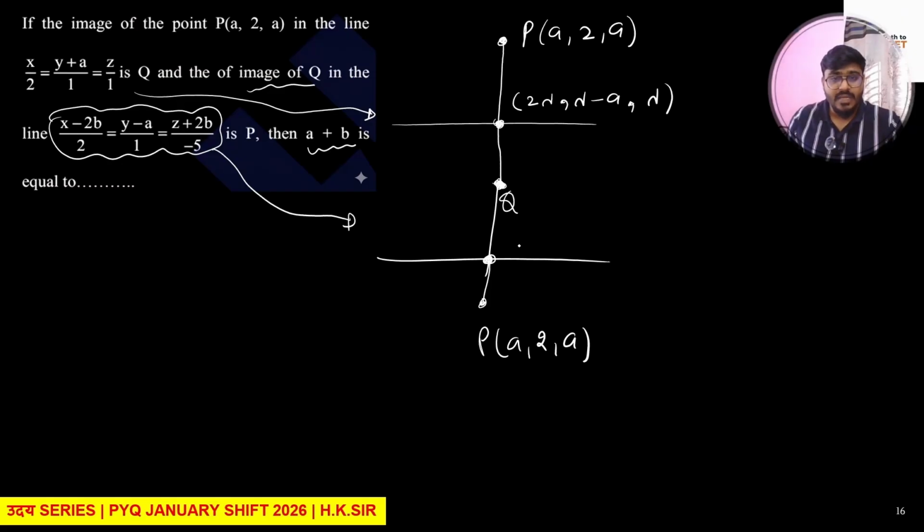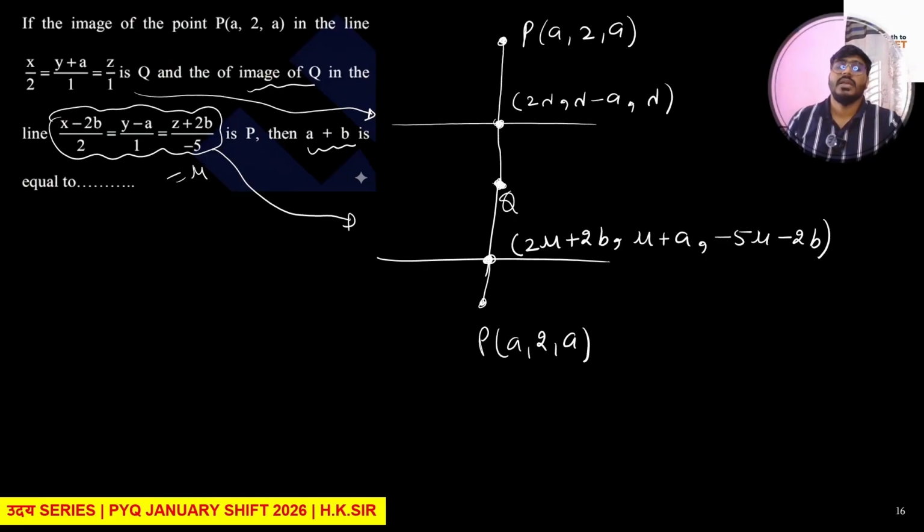How to take the general point on the other line? Let's suppose this line equal to mu, so 2 mu plus 2b comma mu plus a comma minus 5 mu minus 2b. Okay, this is the general point on the second line, and this is the general point on the first line.